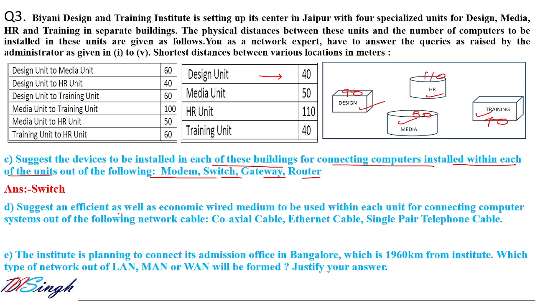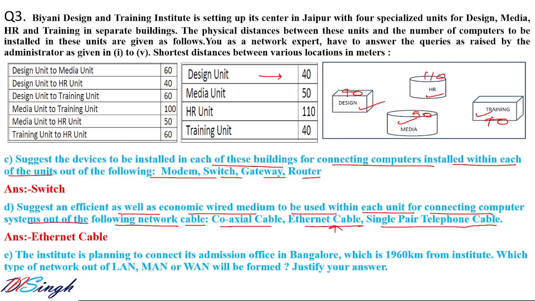Suggest an efficient as well as economic wired medium to be used within each unit for connecting computer systems, out of coaxial cable, ethernet cable, single pair telephone cable. So which cable are we going to use? Ethernet cable for connection inside each block. Remember, they have not given the optical fiber option here. We can also use optical fiber, but it is not economic nowadays.